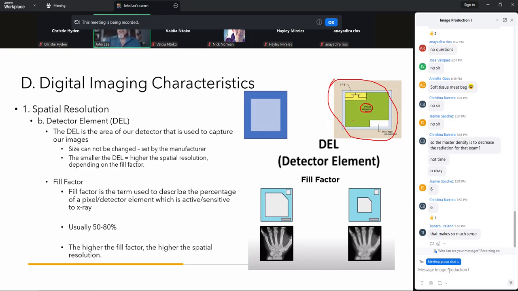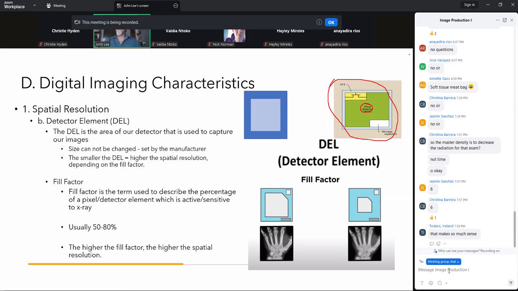A direct capture system is going to use amorphous selenium. All right, that's chemical symbol Se. And in the alphabet, E follows D. So direct selenium. All right, that reacts very well to x-rays. So no scintillation is required. The x-rays exit the body, go through the cassette or the lid of the detector, and react with the selenium, giving us an electric charge.